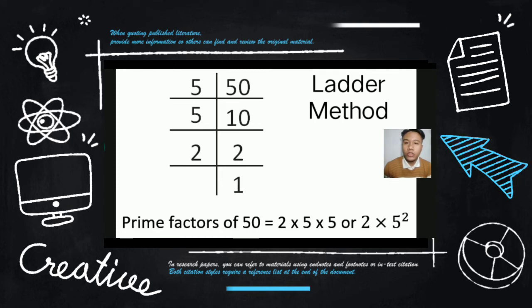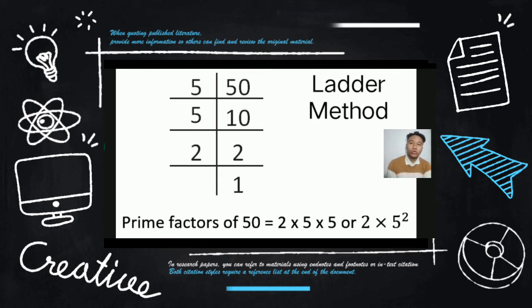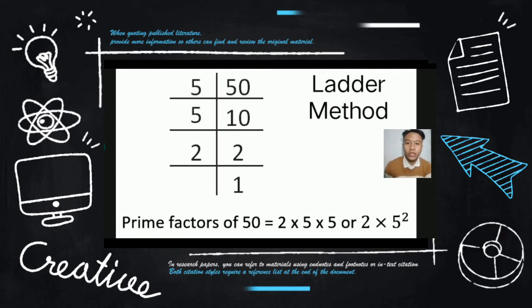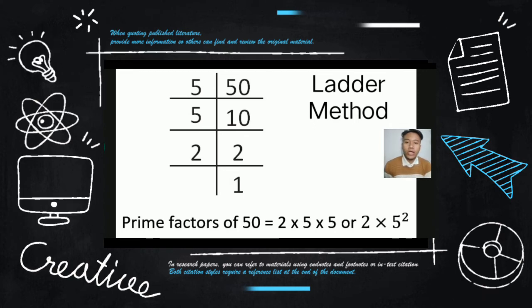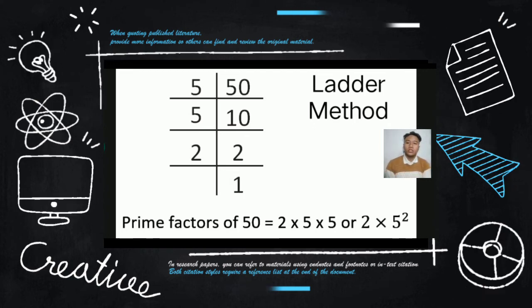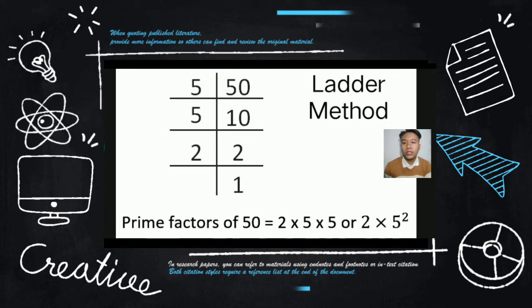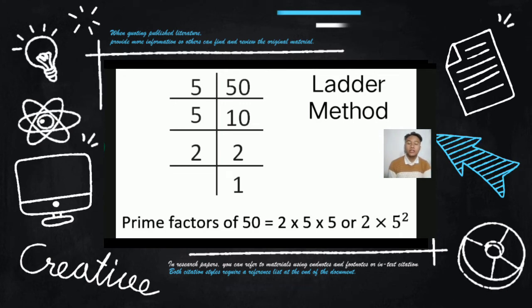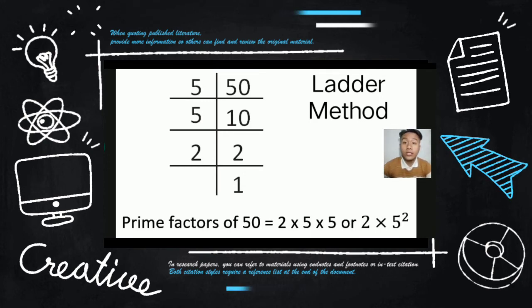So, tigil na tayo, na-stop na. So, ang prime factor ng 50 is 2, 5, 5. Or pwede natin siyang gawing 2 times 5 squared. Pag minultiply natin yung 2 times 5 times 5, 50 yung kakalabasan niyang sagot. So, ayun. Hopefully, may natutunan kayo sa aking i-discuss.